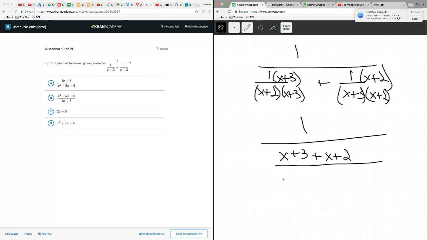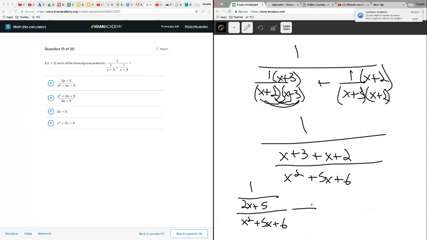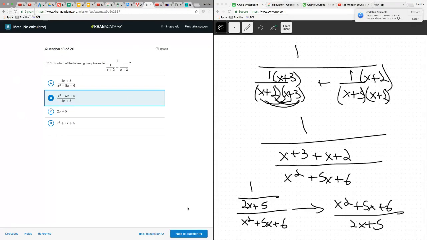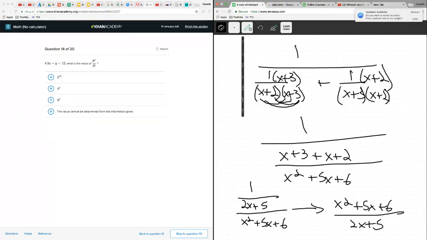It looks like they FOILed it here. It's x squared plus 5x plus 6. I just did FOIL, right? First, outer, inner, last. Sorry, I got to go a little fast here. And then we got 1 over, I'm combining these guys here, 2x plus 5 over x squared plus 5x plus 6. And now, since it's 1 over that, we can flip everything and it becomes x squared plus 5x plus 6 over 2x plus 5. And that's your final answer, and that is this guy. Let's go on to the next one.